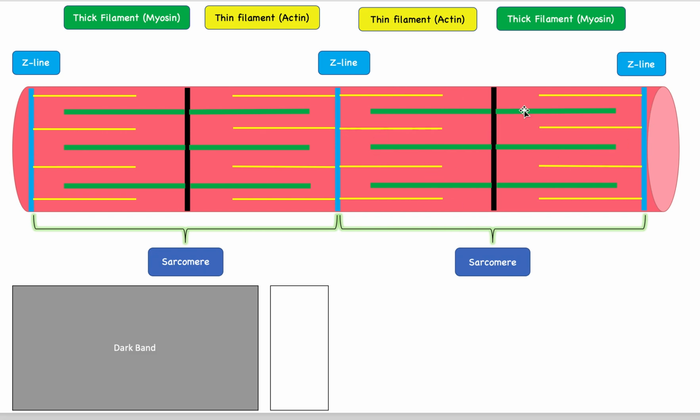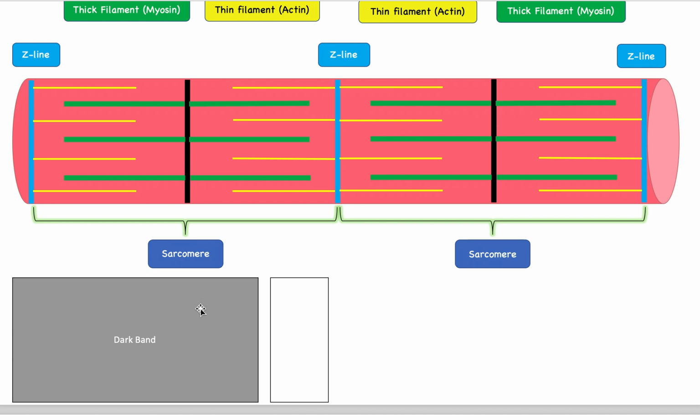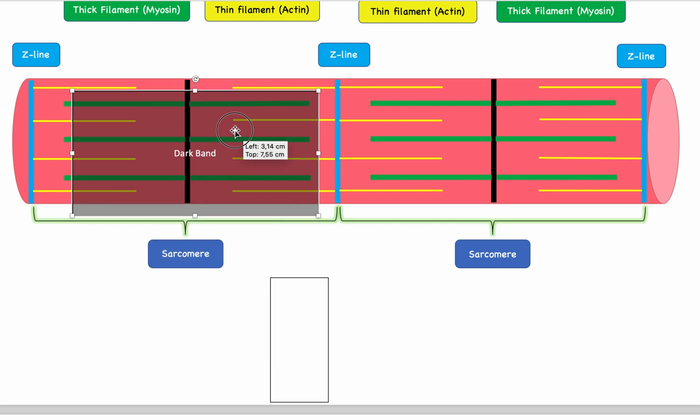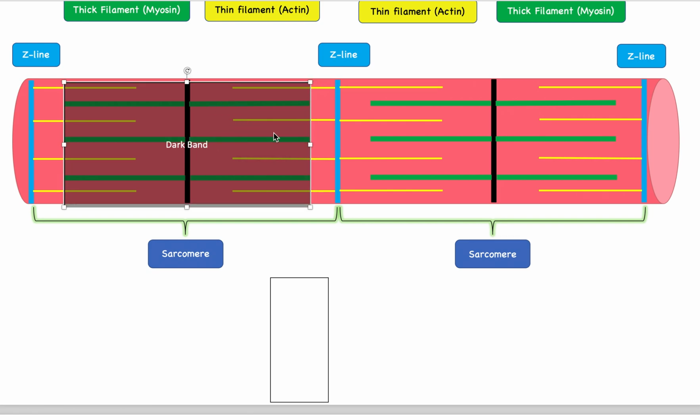Now, basically this unit is exactly the same. So I just put two here for clarity, how they're next to each other. There's one more thing you need to know, and that's dark band and light band. You need to know that a dark band is the whole area of a myofibril that is occupied by thick filaments. So what would you say in this sarcomere is the dark band? It's this zone. It's the whole section where there's green, where there's thick filaments.